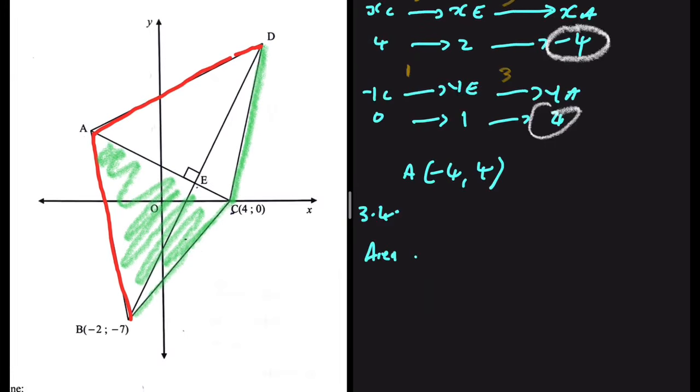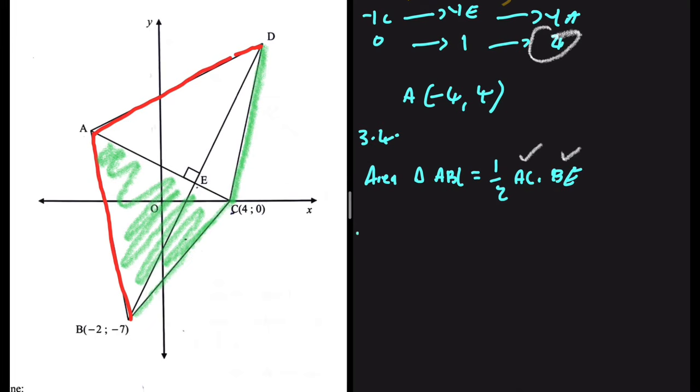The area of triangle ABC will be equal to half base. Our base is AC multiplied by our height, which is BE. We need to calculate the length of AC and the length of BE.